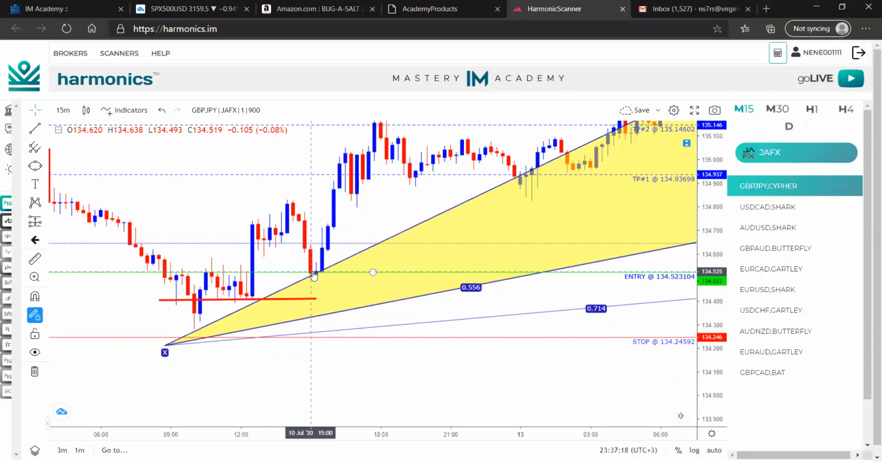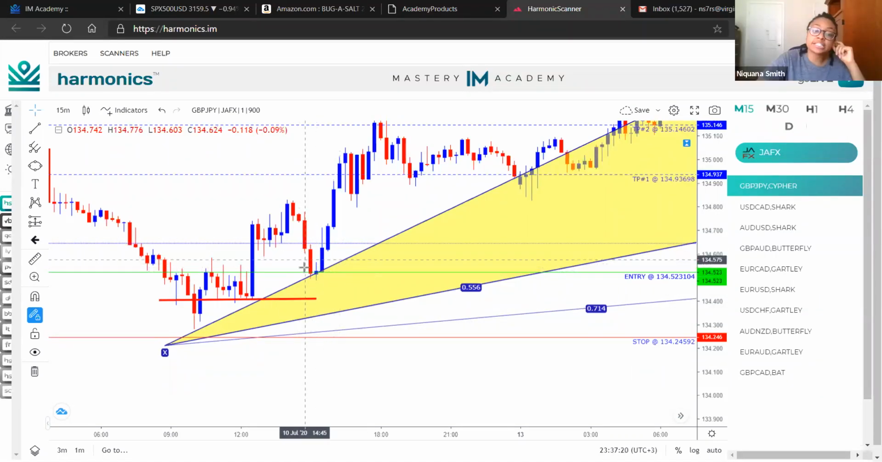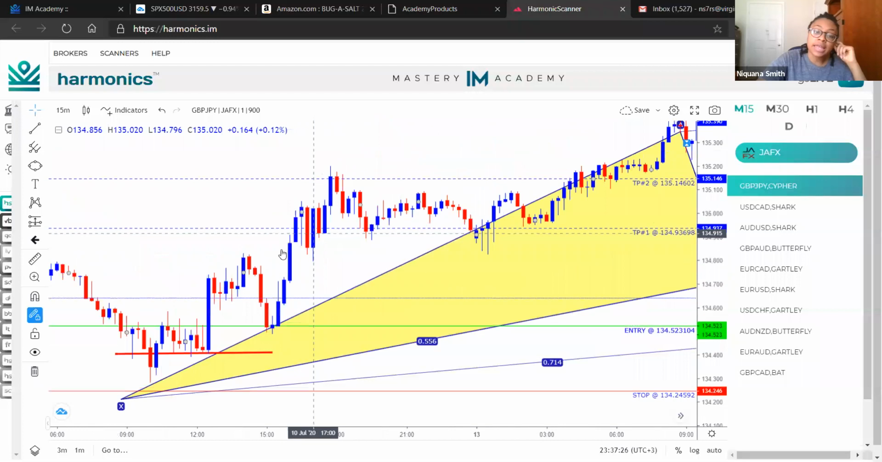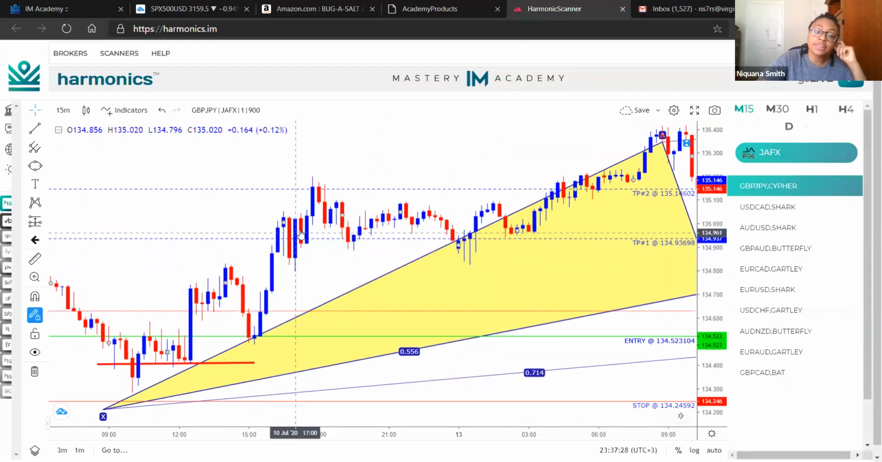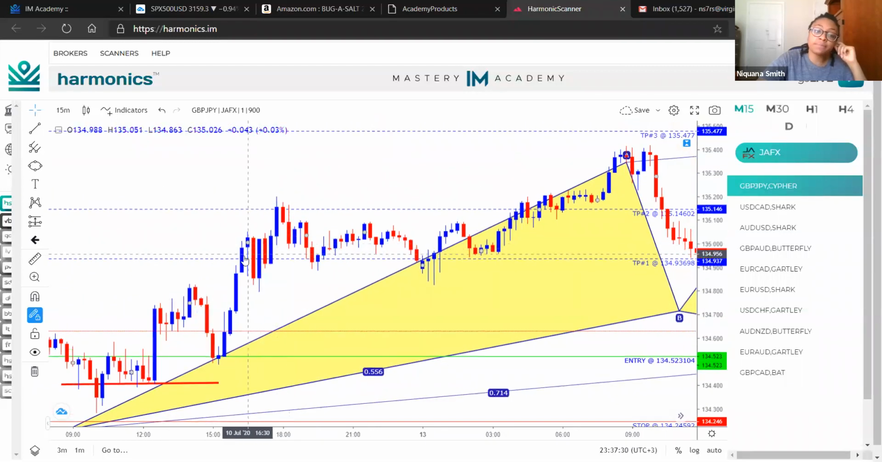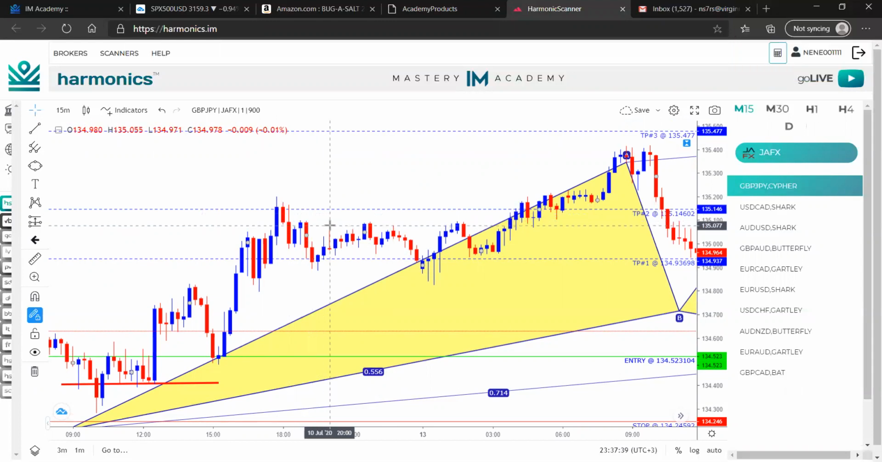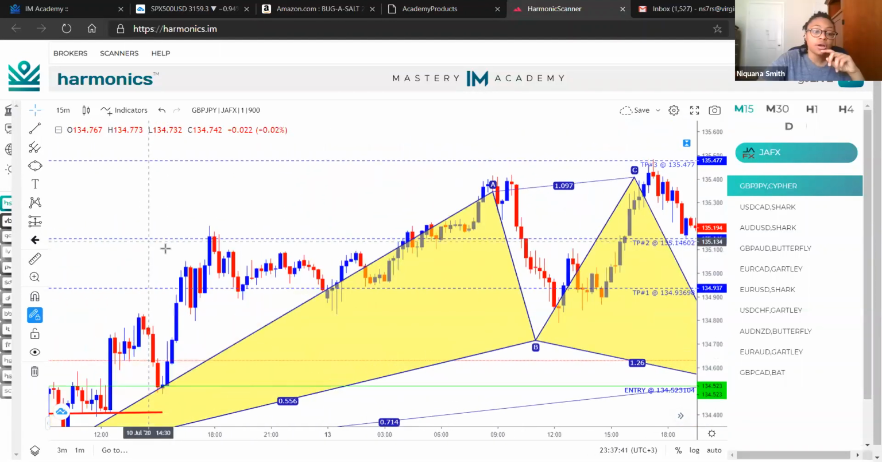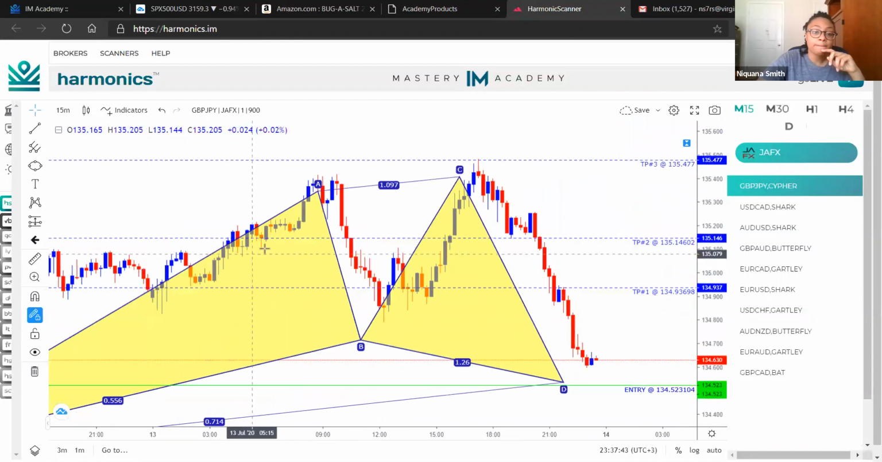Yes. Cool. So because this becomes a new support, this means that this becomes a new resistance. And as price breaks through this resistance, it becomes the new support, and this becomes the new resistance. Does that make sense? Yes. Awesome.